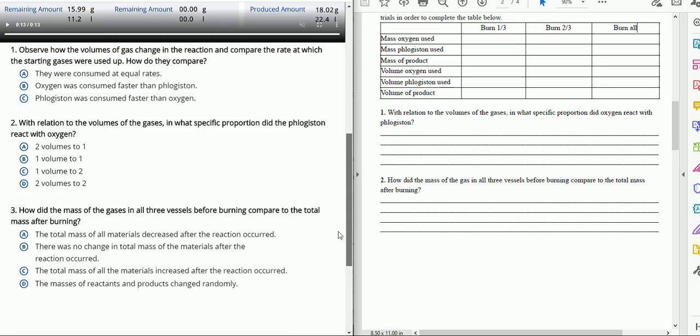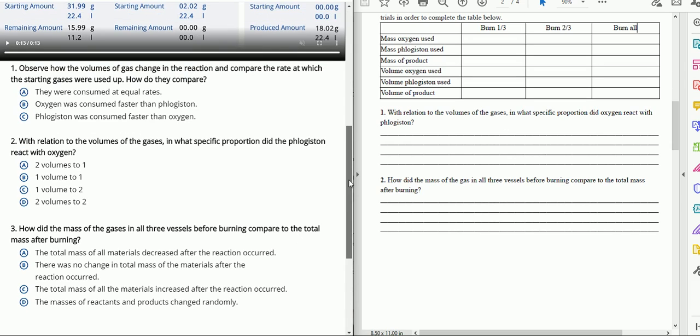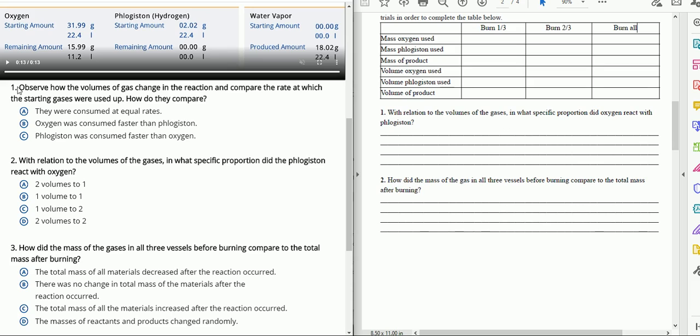All right, well, let's complete our multiple choice questions here. See if I can keep the data on the screen. Number 1, observe how the volumes of gas change in the reaction and compare the rate at which the starting gases were used up. How do they compare? Now, we're referring here to our answer to number 1 on the free response questions. A, they were consumed at equal rates. No, we need twice as much phlogiston as oxygen. Oxygen was consumed faster than phlogiston. Well, no, you need twice as much phlogiston. So phlogiston was consumed faster than oxygen.